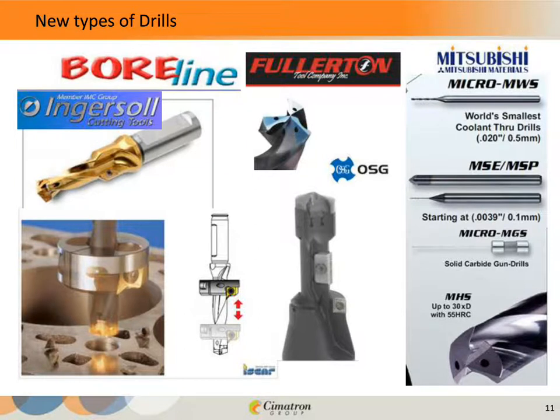Over on the right, there's some micro drills, and you can see here it says the world's smallest coolant drill, or world's smallest coolant through the drill at 20 thousandths in diameter. And I think that's just really amazing that you can have a coolant being put through the drill at that diameter. And there's also a picture there of some really small micro gun drills. And this bottom one is claiming it can drill 30 times the diameter in depth and 55 Rockwell material, which again is just really, really impressive.